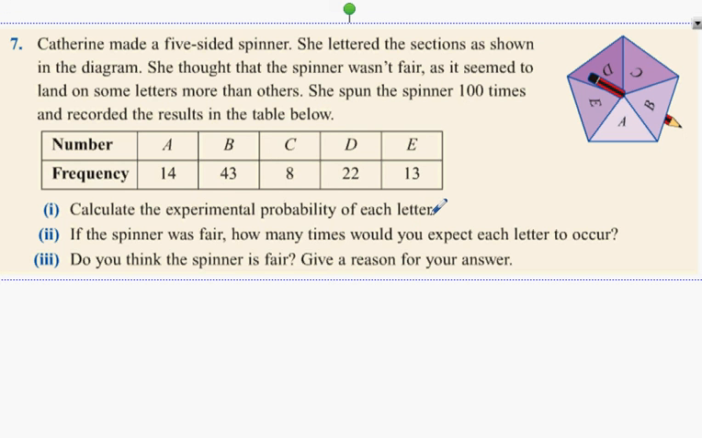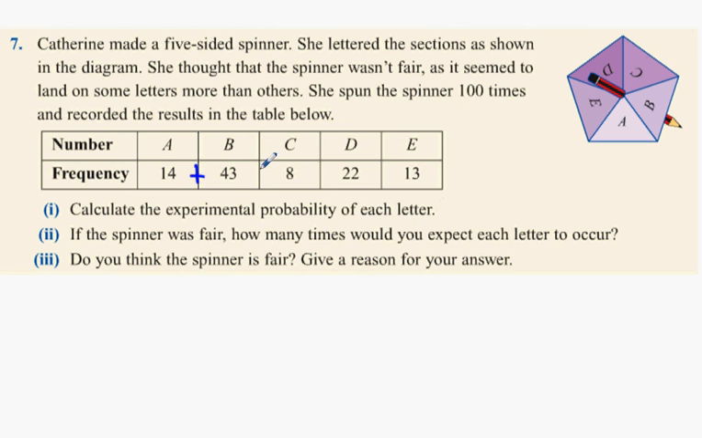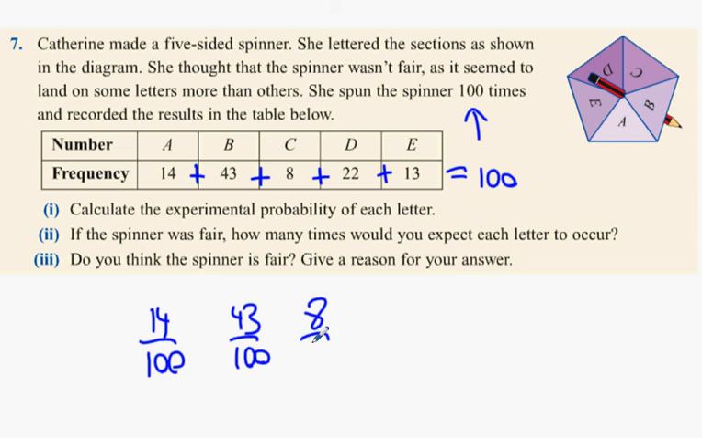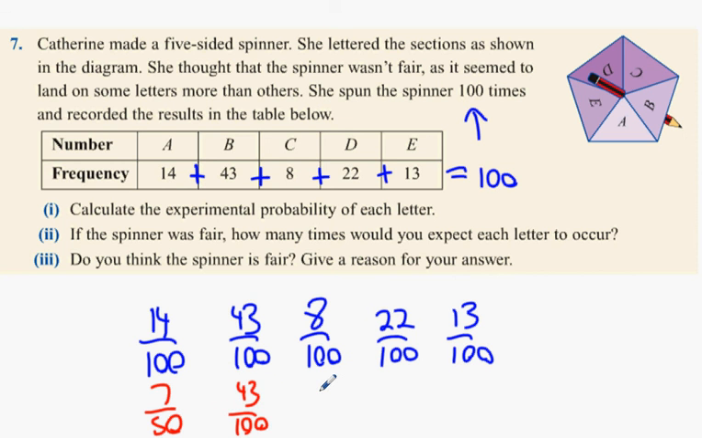Now, number 7. Calculate the experimental probability of each letter. How many times did we spin it? 100 times. Also the numbers tell us that, don't they? Now, A turns up 14 out of 100. B turns up 43 out of 100. C turns up, D, and finally E. Now, do any of those fractions break down? That stays the same. This one? 2 out of 25, good man.